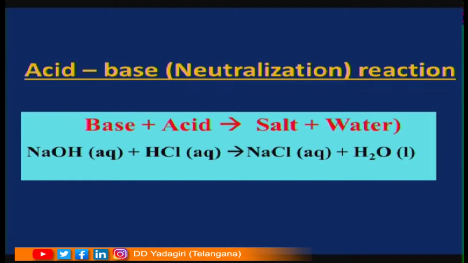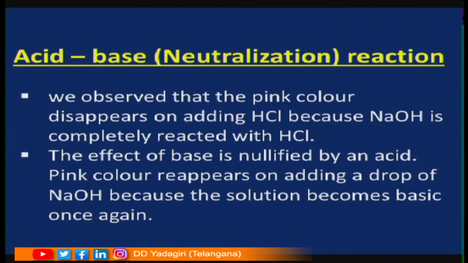Now, we have seen already in the video that whenever this salt solution is formed, it can be indicated with a color change with the help of an indicator like methyl orange. Now, let us see what a neutralization reaction actually is. In this reaction, we have seen that the pink color disappears on adding HCl because NaOH is completely reacted with HCl. Here the effect of the base is nullified by the effect of the acid.